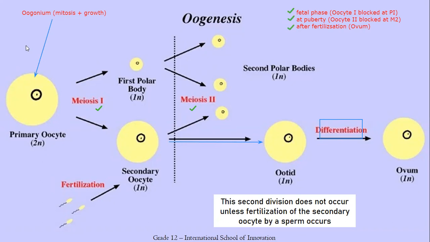3 different phases. Okay? In the next video, we will be talking about folliculogenesis. Folliculogenesis and oogenesis are female processes.